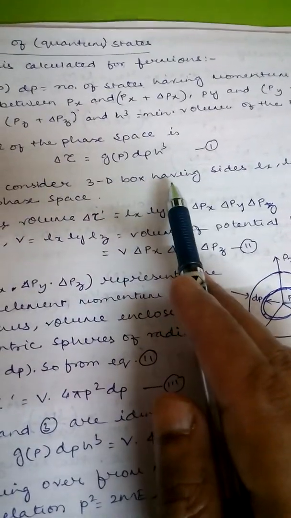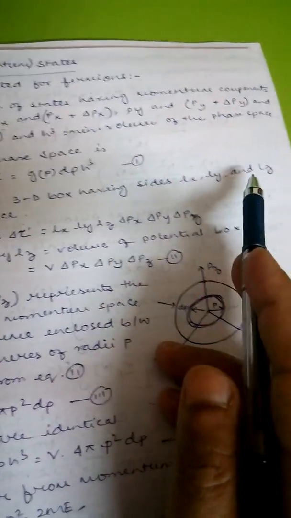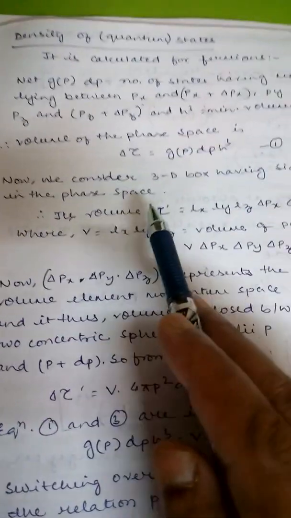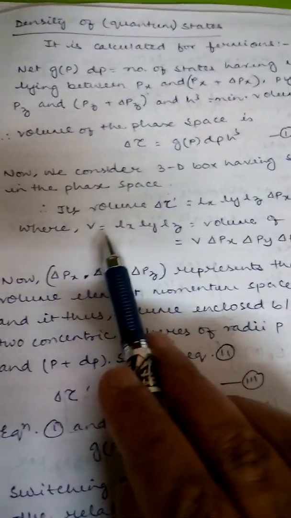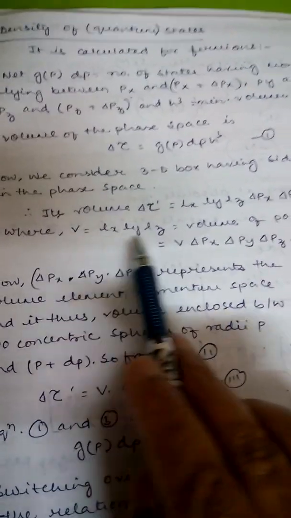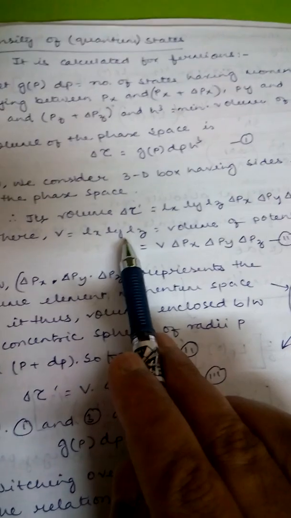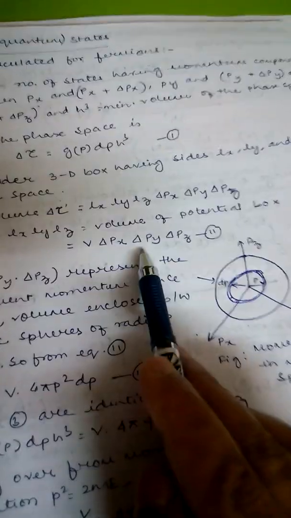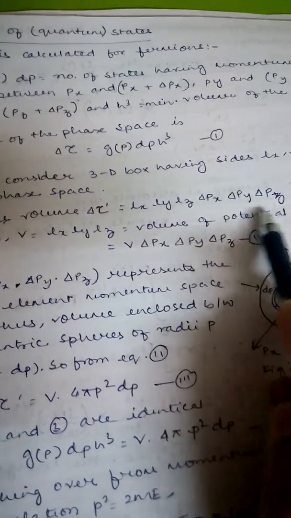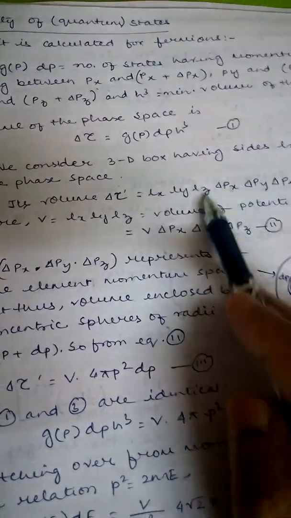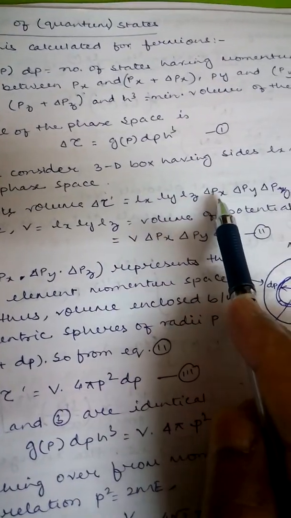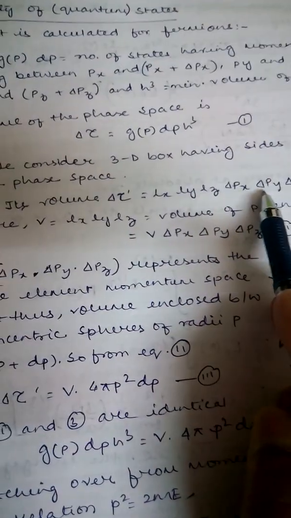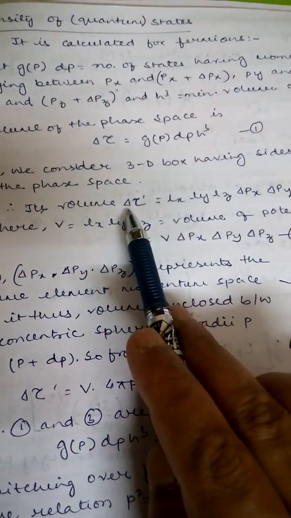Let us consider a 3D box having sides Lx, Ly and Lz respectively in the phase space. So Lx, Ly into Lz, this multiplication gives the volume in the Cartesian coordinate system, and delta Px, delta Py, delta Pz gives the volume in the momenta space. So from the concept of phase space, Cartesian coordinate and momenta coordinate, Lx, Ly, Lz into delta Px, delta Py, delta Pz will give the volume of the phase space.